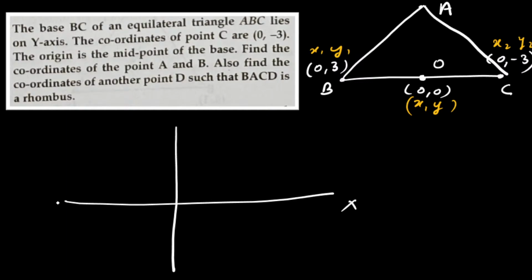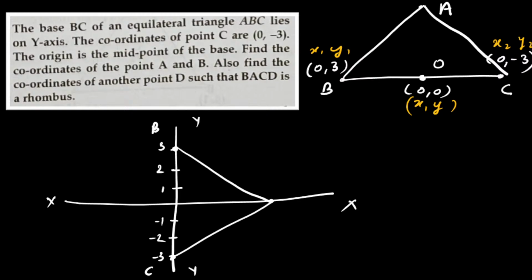So this is the x-axis, this is the y-axis. The base is BC, which is lying on the y-axis. Here I have positive 1, 2, 3, and here I have negative y points, so minus 1, minus 2, minus 3. So B point is here, and C point is here. If it is an equilateral triangle, that means A point will lie somewhere on the x-axis only, and this origin is a midpoint. So where is A point lying?